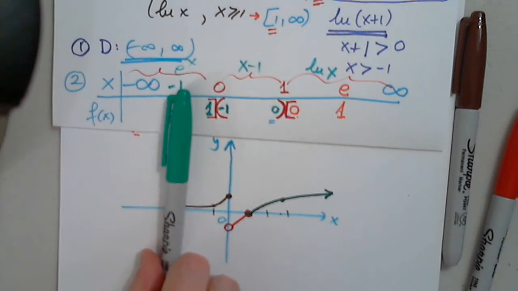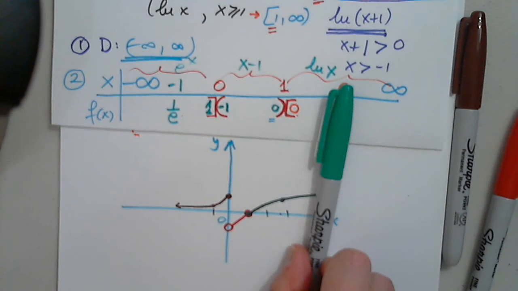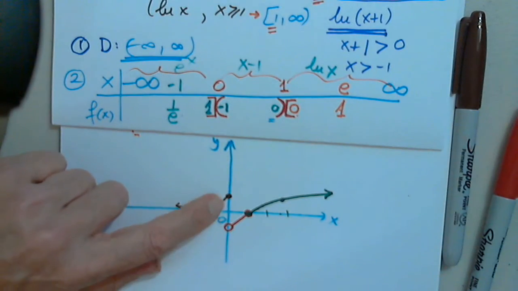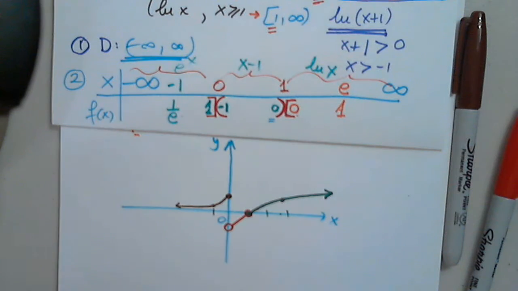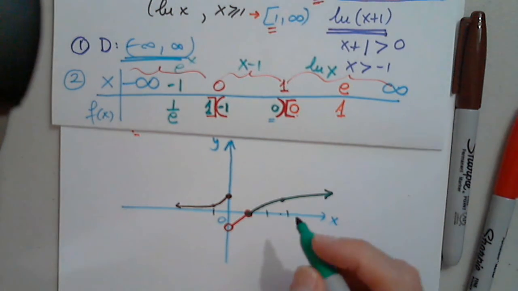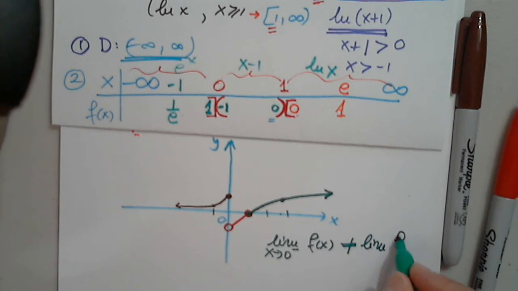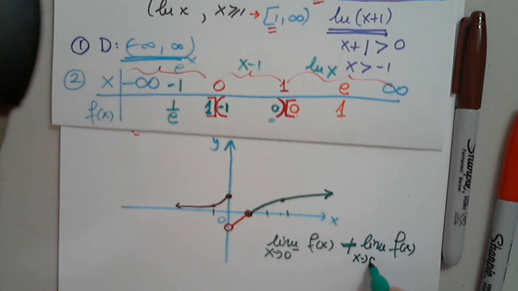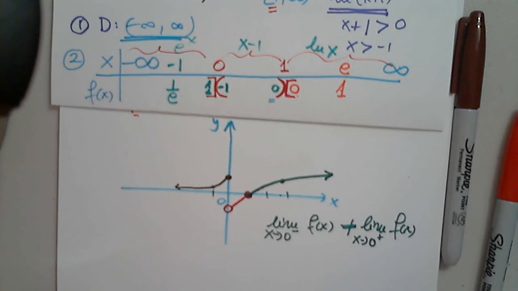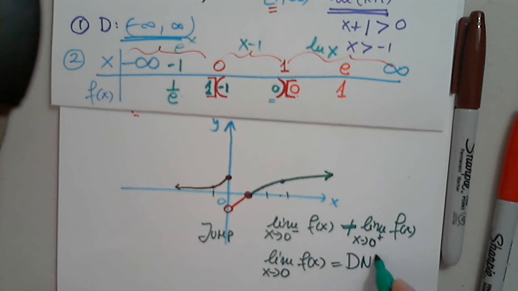So by the vertical line test, this is a function. The only point where the limit from either side does not exist is at 0. The limit as x approaches 0 from the left of f of x does not equal the limit of f of x as x approaches 0 from the right. Because it's a jump, the limit as x approaches 0 from either side is DNE.